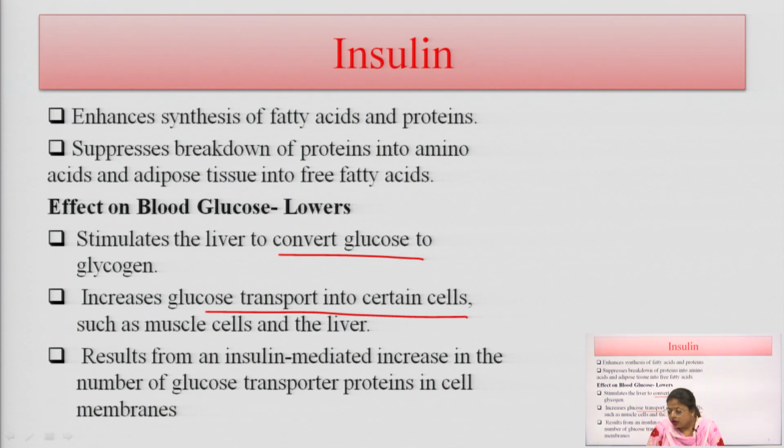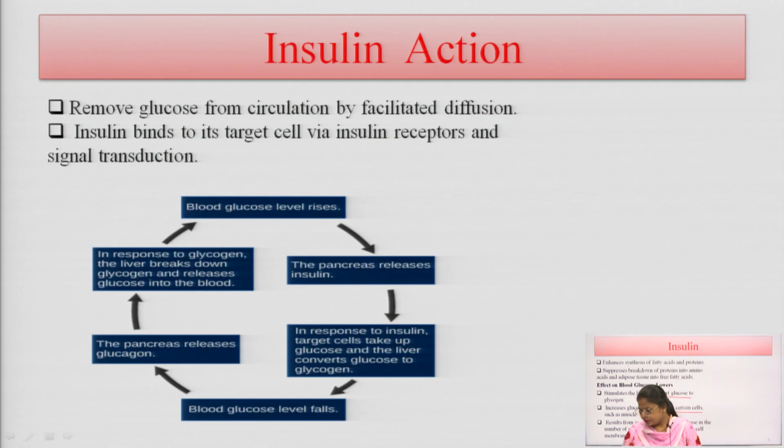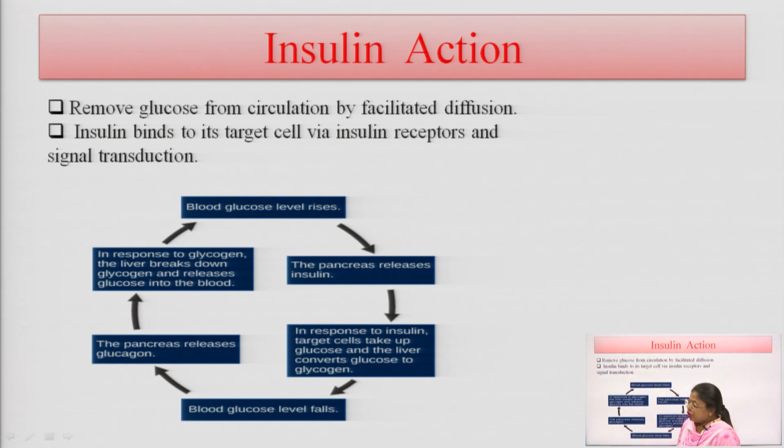This results from the insulin-mediated increase in the number of glucose transport proteins in the cell membrane. The main function of insulin is to reduce the blood glucose level to normal, and the excess glucose is converted to different forms. It either goes towards the formation of glycogen, or it is transferred to the muscle cells or the liver. So, this is the main action of insulin.